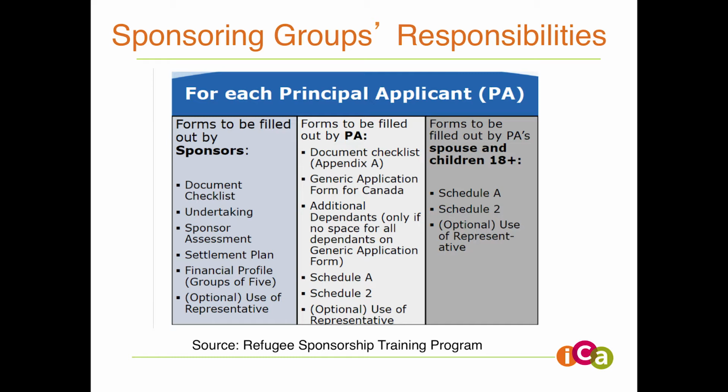The reason why this is important is that only the principal applicant on any application has to meet the eligibility requirements to be considered a refugee. The other family members are only assessed for their admissibility to Canada, and that involves those medical checks we talked about earlier and the security checks. They don't actually have to meet the criterion of being a refugee.